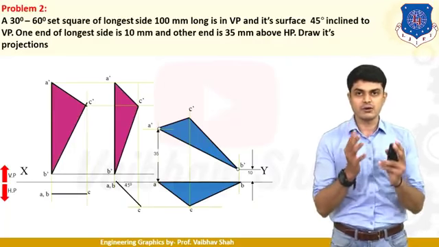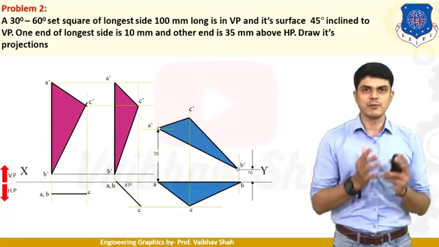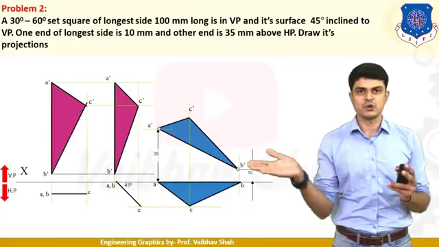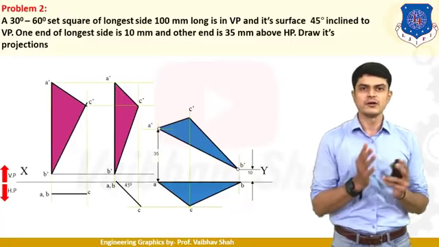It says that one end of the longest edge is 10 mm above HP and another end is 35 mm above HP. So let us first draw a line which is 10 mm above HP. Draw one horizontal line and draw another line which is 35 mm above your HP.